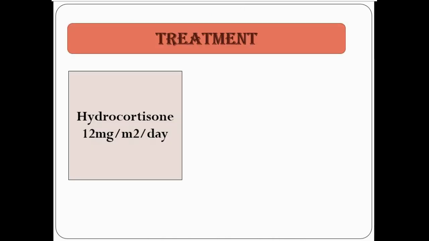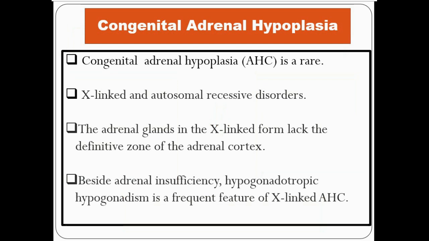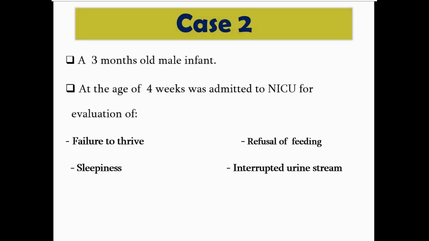The patient was treated with hydrocortisone and fludrocortisone and oral saline therapy. What about the adrenal hypoplasia? It's a very rare form of congenital adrenal disorder. It's either X-linked or autosomal recessive disorder, and it may be associated later on with hypogonadotropic hypogonadism.